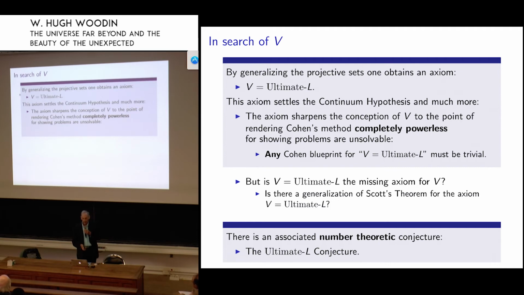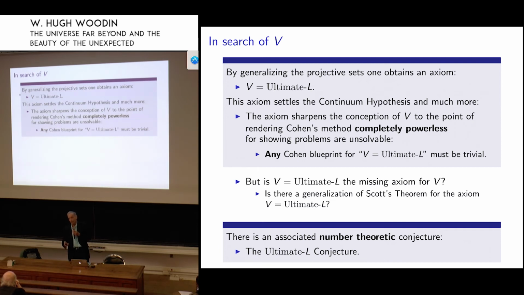So, by generalizing the projective sets, one obtains an axiom, V is ultimate L. Why ultimate L? It is kind of the ultimate version of L. But you don't have to know how to build it. You just are led to the axiom. Now, this axiom settles the continuum hypothesis and much more. The axiom sharpens the conception of V to the point of rendering Cohen's method completely powerless for showing that problems are unsolvable. So it retains that feature of L. And the formal statement is: any Cohen blueprint for V as ultimate L must be trivial. So if you adopt the axiom V is equal to ultimate L, which is a quite specific axiom, forcing can no longer show things are independent in the context of that axiom.